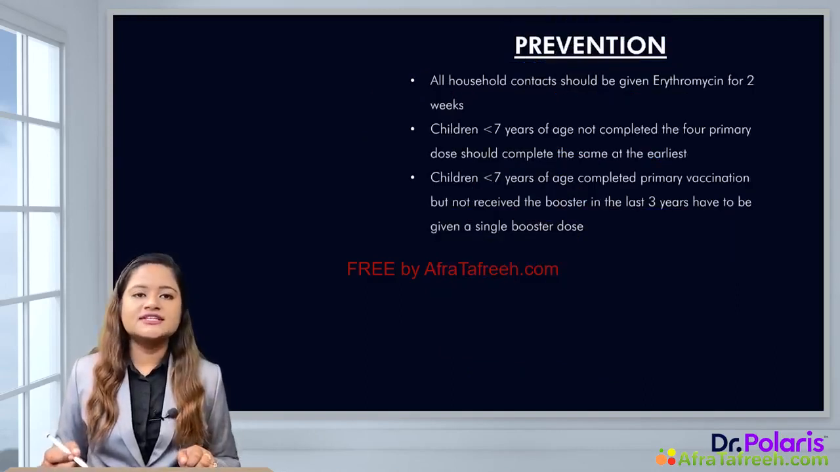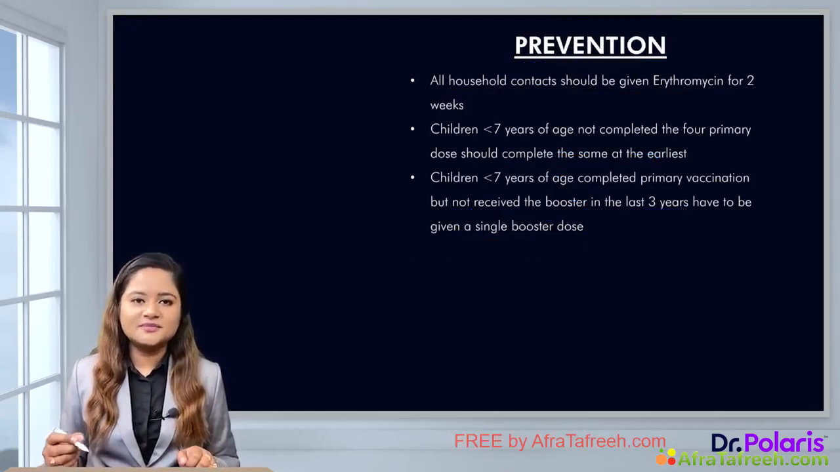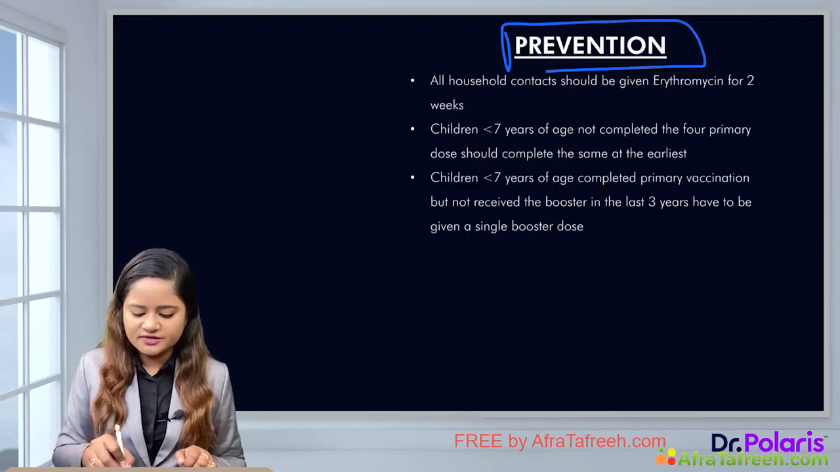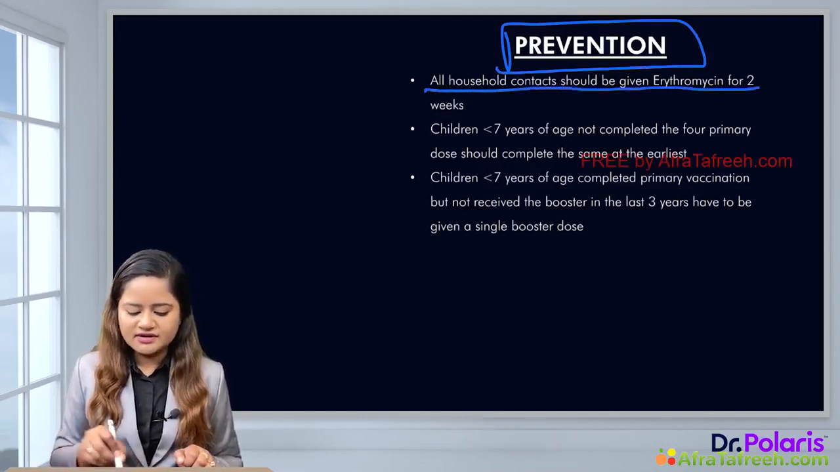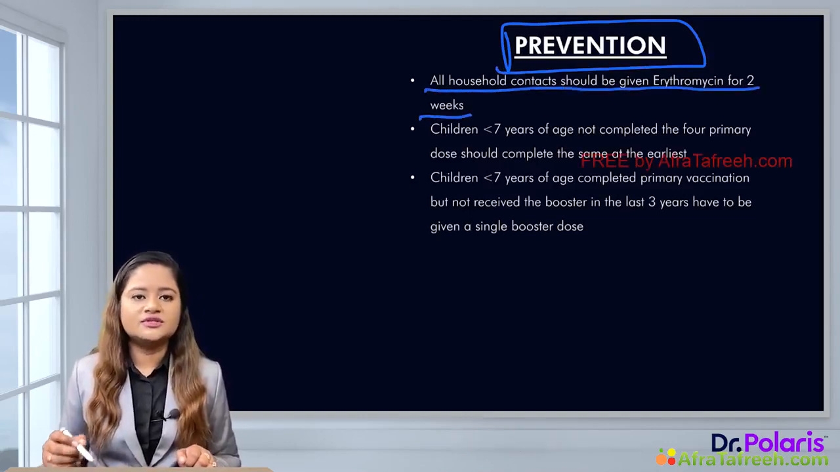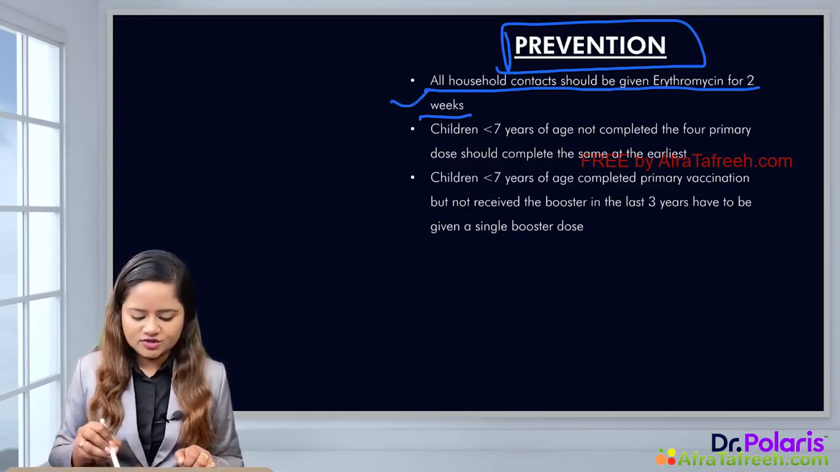Now again, because it is a highly infectious disease, rather than treatment, we should try to prevent the onset of pertussis. So for prevention, all the household contacts should be given erythromycin for at least 2 weeks so that they don't develop this disease and further infect other healthy individuals.